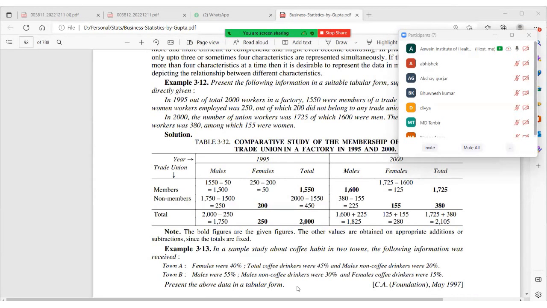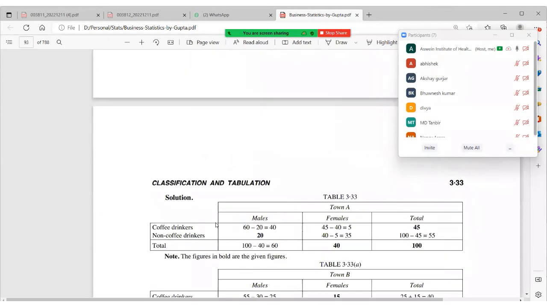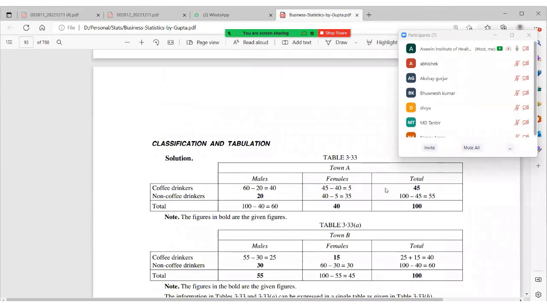So what you have seen in this, first of all, town A and town B, right? In the similar way here, 1995, that is town A, 2000 town B. Male, female, similarly male, female, right? Now, other thing is what? Coffee drinkers and non-coffee drinkers. Made similar to this, see. For town A, males, females, coffee drinkers, non-coffee drinkers, right?